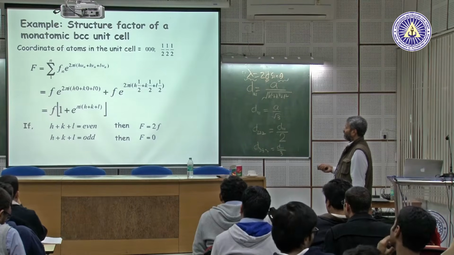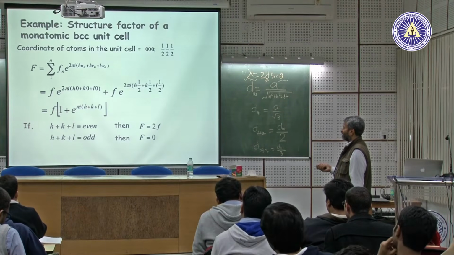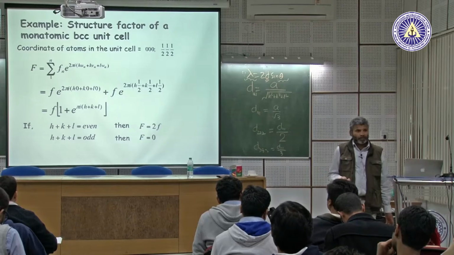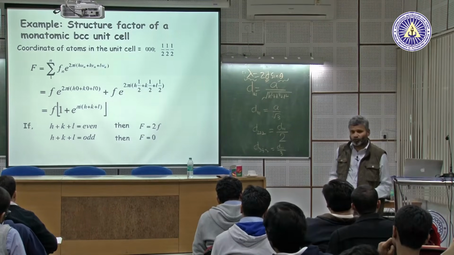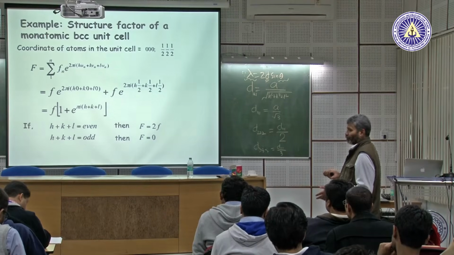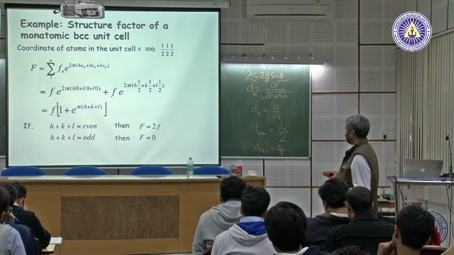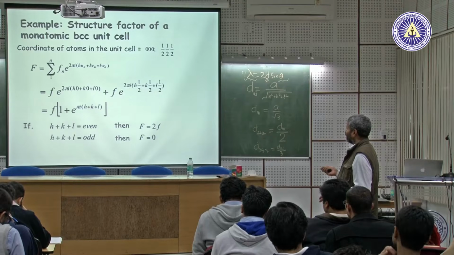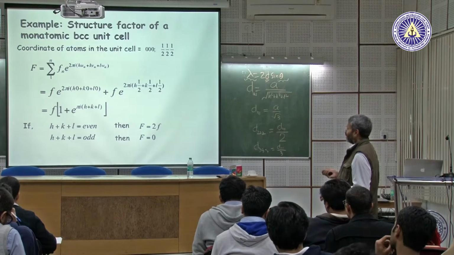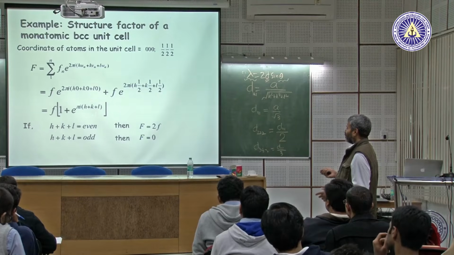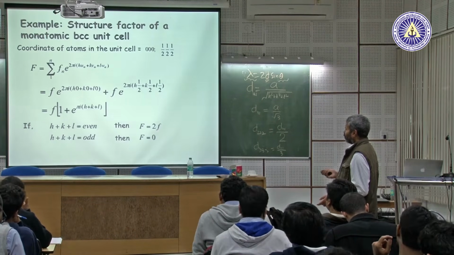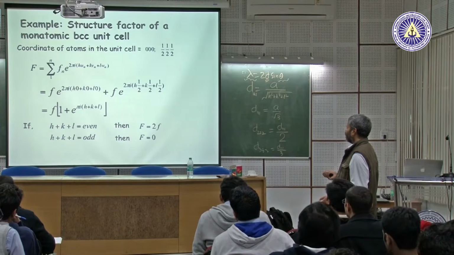So, when you write this, F is equal to 1 plus e to the power pi i (h + k + l). Now, you can see that the systematic absence rule which we wrote is coming out from this structure factor. We now have the proof of that statement. Previously, it was just a statement that if h plus k plus l is even, then you have e to the power even pi i. e to the power even pi i is always equal to 1.